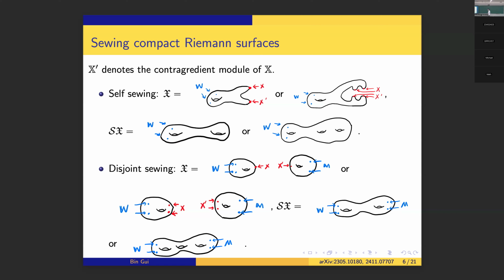Okay. So, any questions so far? Can I exchange the self-sewing? So let's say X is a tensor of two V modules. I can still exchange them first and then sew them, like in the second picture. You mean this sewn with that one and this with that one? Exactly.